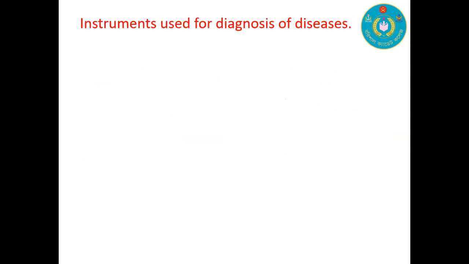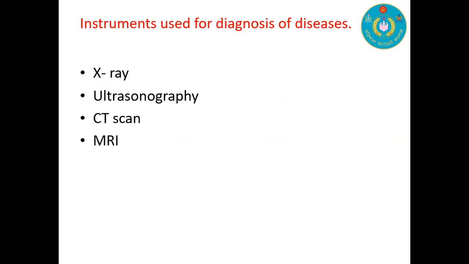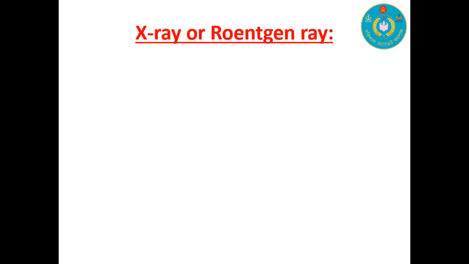Instruments used for diagnosis of diseases: X-ray, ultrasonography, CT scan, and MRI. We're going to discuss all these instruments. At first, X-ray or Roentgen ray.